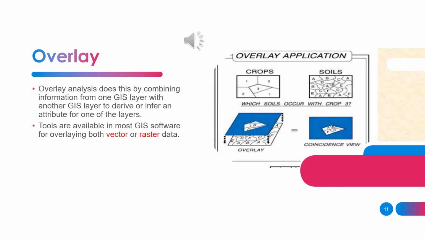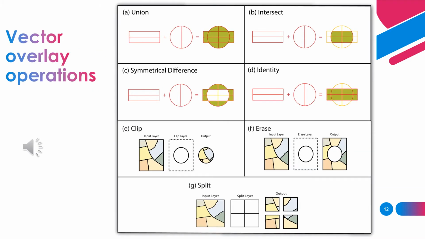Tools are available in most GIS software for overlaying both vector and raster data. Next, the vector overlay operations. There are seven types of operation, the first one being union. Union is the sum of the two layers. The second is intersect. Intersect is the area we capture from the overlap of the two layers.